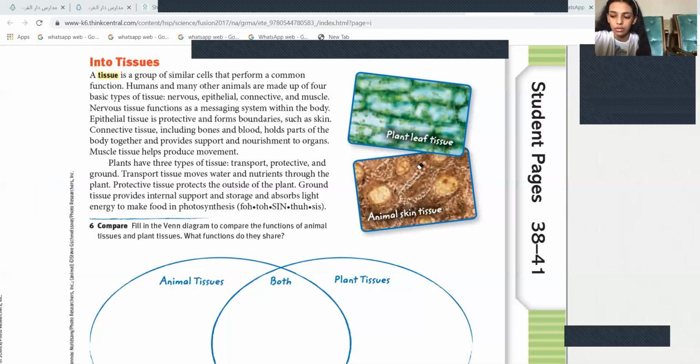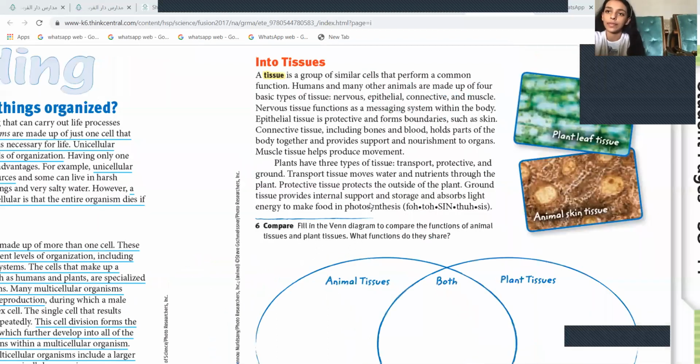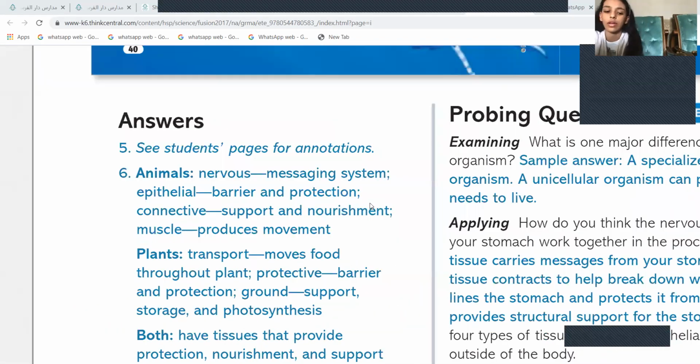Transport, it transports water and nutrients. Protective, it protects the outside. And the last one, ground, it protects the inside one. And it is responsible for how it makes food. Miss, for the animal, tissues are nervous, epithelial, connective, and muscle.